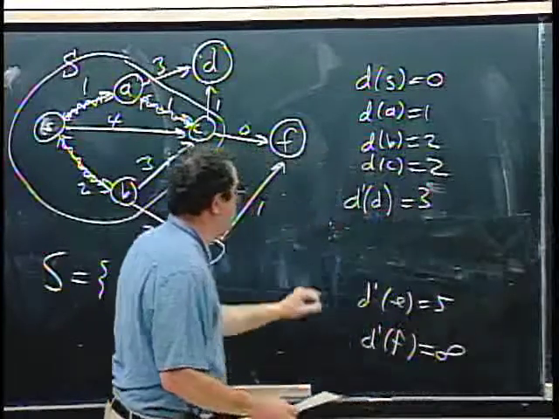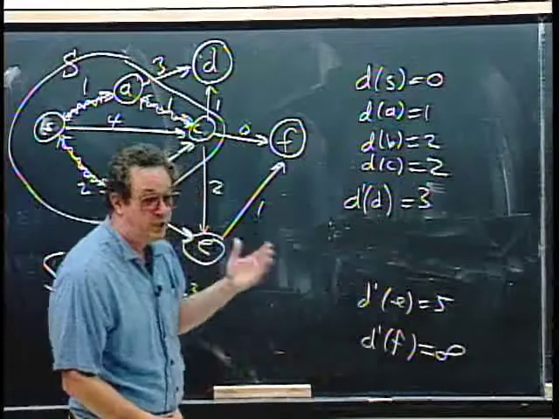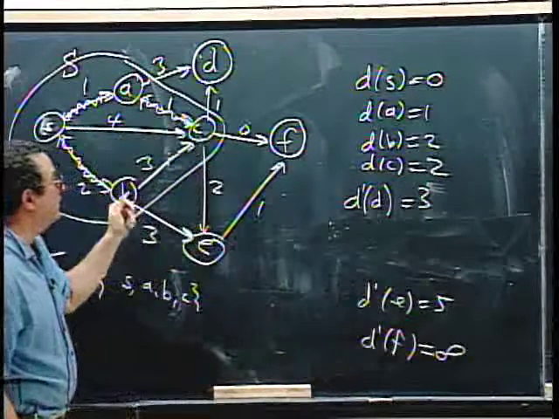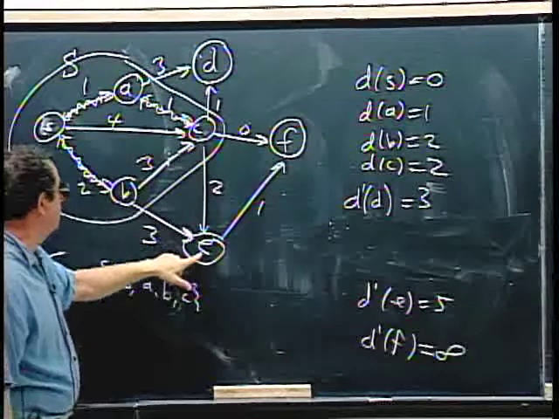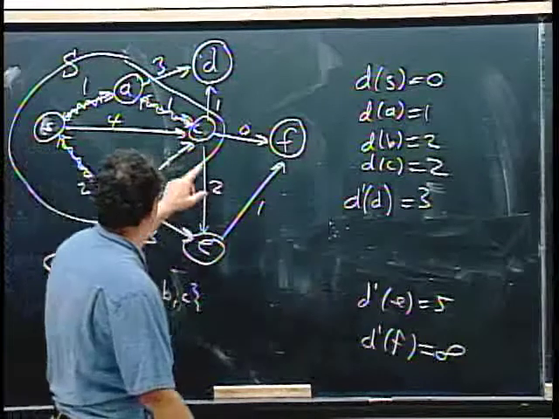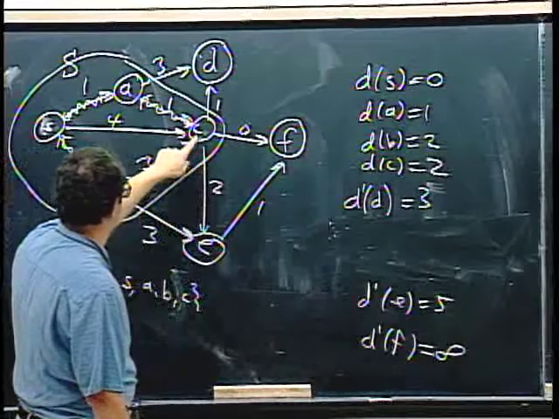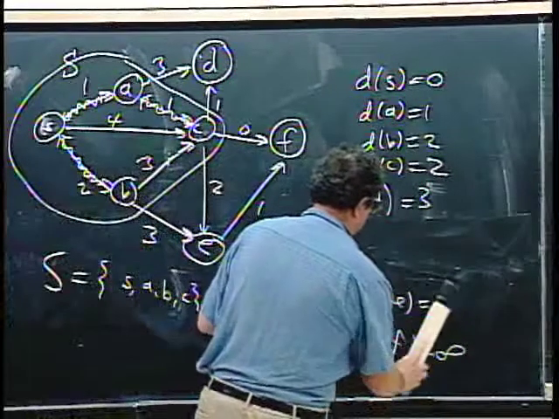Now, that isn't to say that D gets put into capital S yet. It's just the D prime value changed. Why? Because capital S changed. Let's see if anything else changes. D prime of E, previously it had been, D prime of E had been 5. Now we have the possibility of 2 plus 2, which is 4. So that changes also to 4.